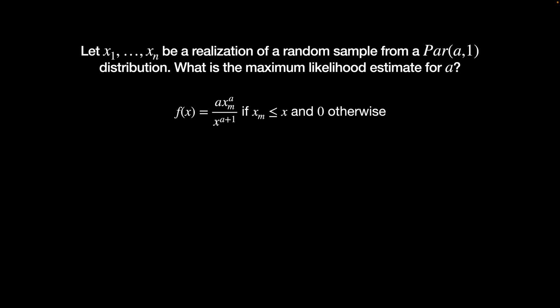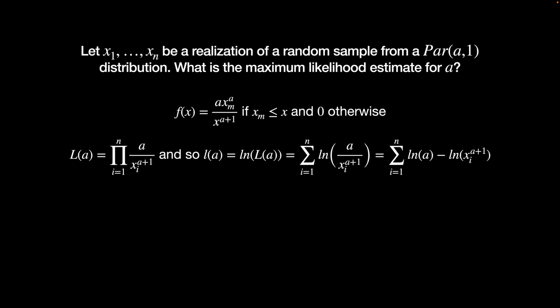And then you might wonder, okay, what's our likelihood function going to be? So we have big L of a, right? That's just going to be the product over all of our x sub i's. But since we don't have an x sub m, we have this guy here, where we have L of a equals our product of a over x sub i to the power of a plus 1 for all our i's.